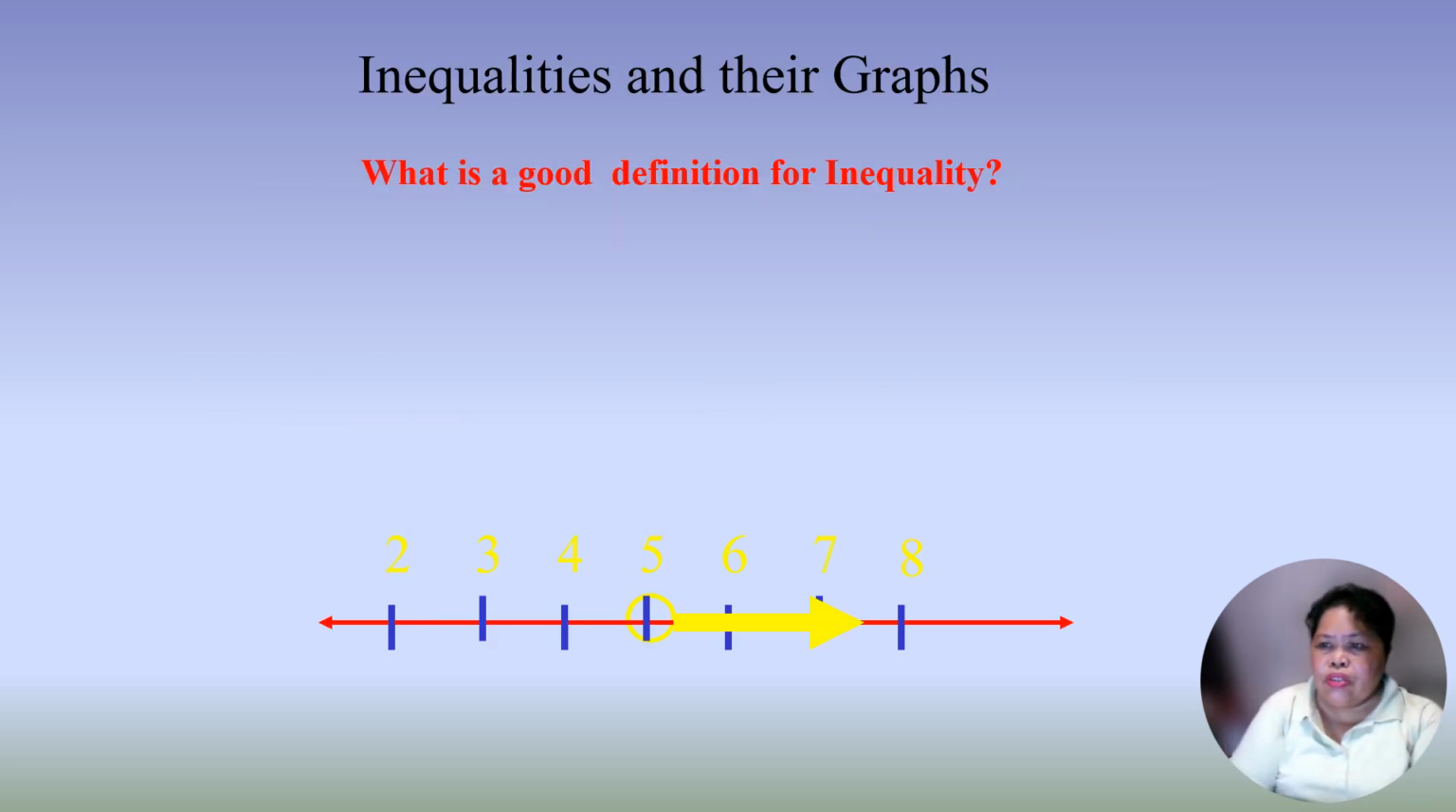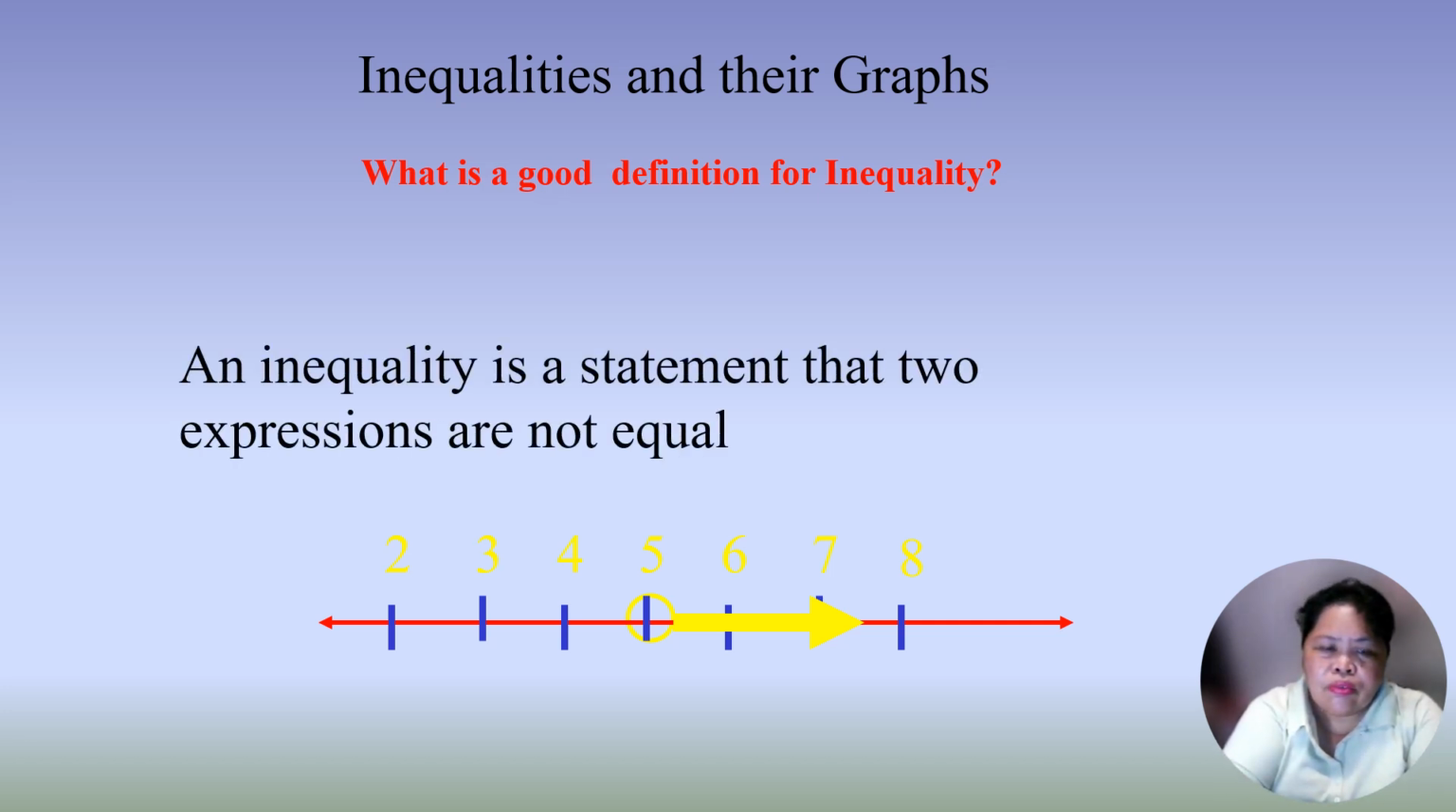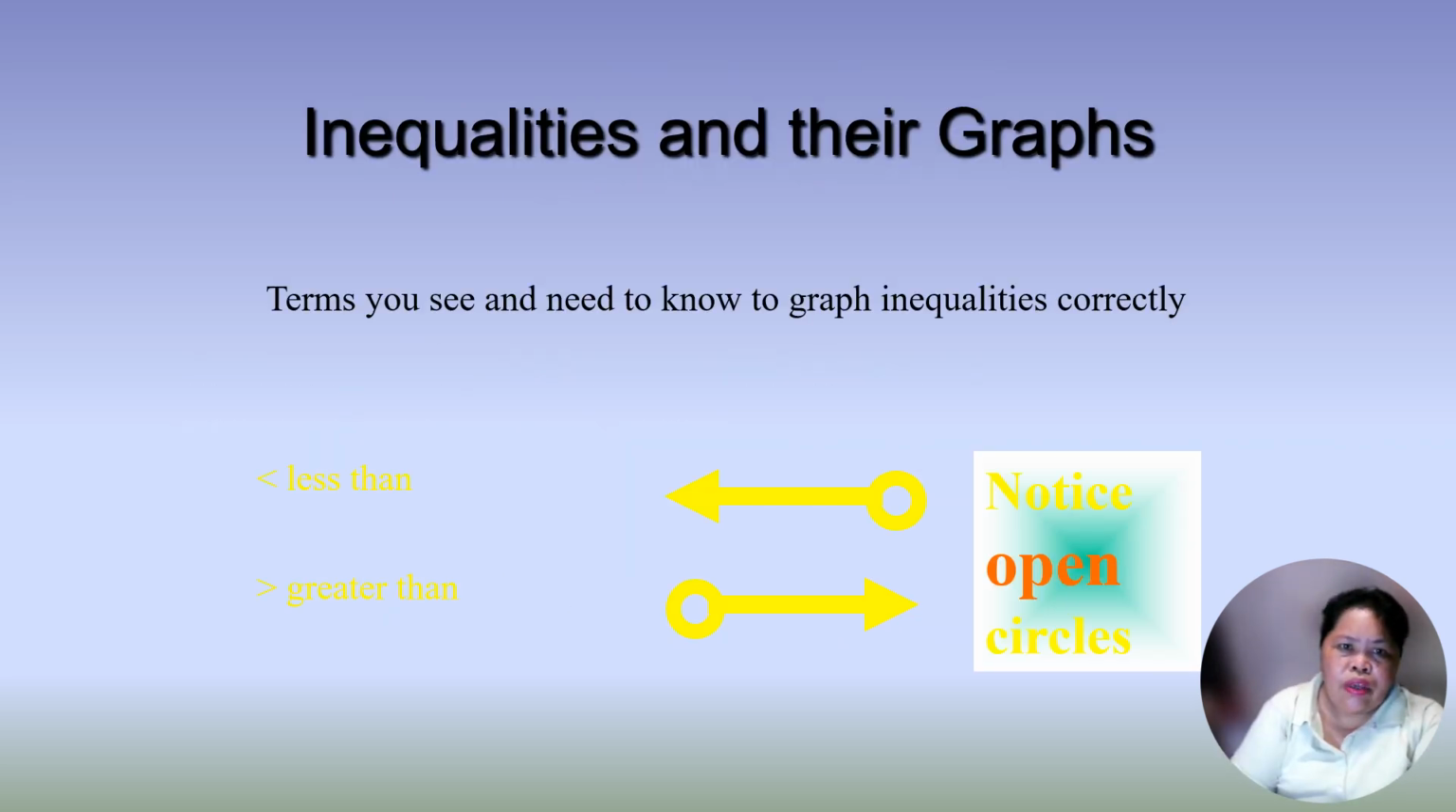What is a good definition for an inequality? An inequality is a statement that two expressions are not equal. These are the terms you see and need to know to graph inequalities correctly. We have less than and greater than. Notice the open circles.